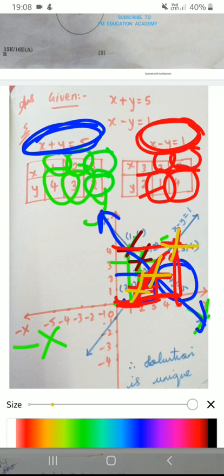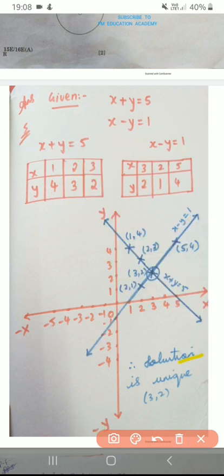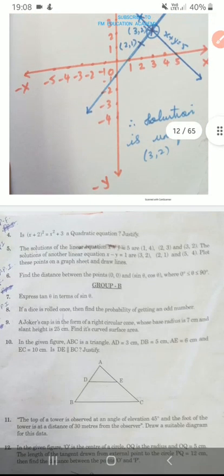Since these 3 points are of the same equation, x minus y is equals to 1, again join all the 3 with a scale. We see that these 2 lines intersect at a point, and that point is our unique solution, that is nothing but 3, 2. If you do this, you'll get 2 marks. Okay, it just told us to draw. So we have done the graph.